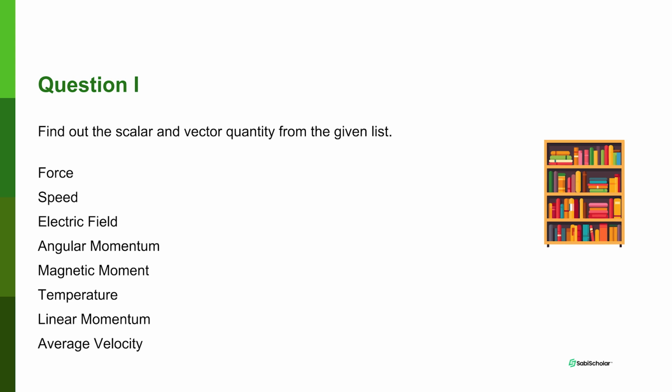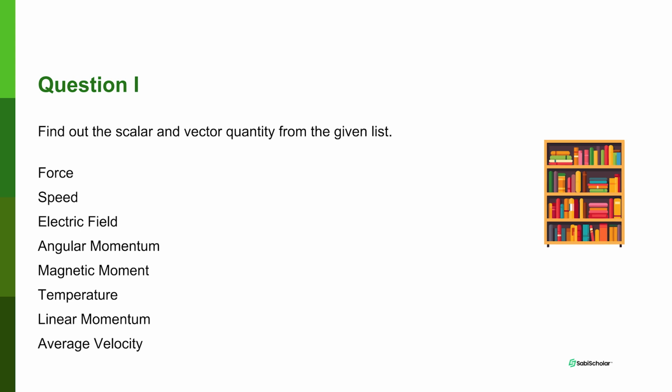Force is clearly a vector quantity. Like I just said, it has direction. Speed is a scalar quantity. Speed is just how fast an object is moving. It does not define a direction. Electric field involves direction because it has to do with the direction in which a positive charge placed in the field will move. Angular momentum has direction because the word angular means there's a direction involved. Magnetic moment is a vector quantity.